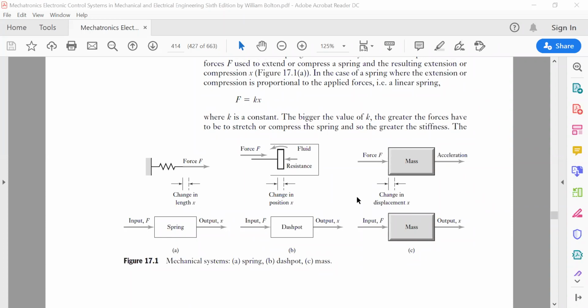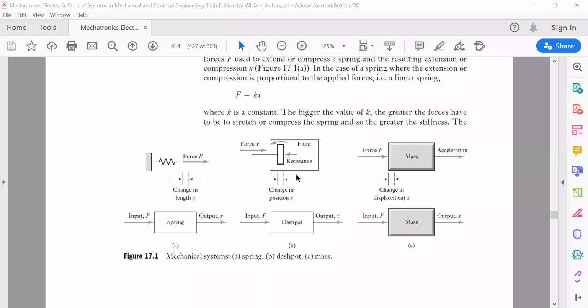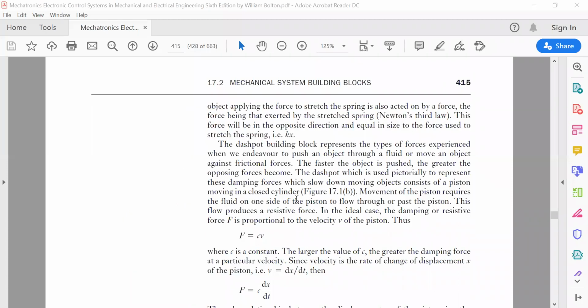Whether we are talking about an electrical system, a rotational system, a fluid system, or a thermal system, we can represent the analogy of all those systems in terms of spring, dashpot, and mass. This is what today's topic will be: representing everything, like an electrical system, in the form of a spring, a dashpot, or a mass. So this is the basic idea behind this.